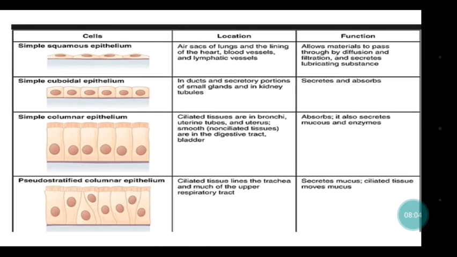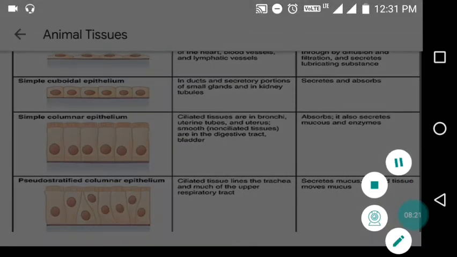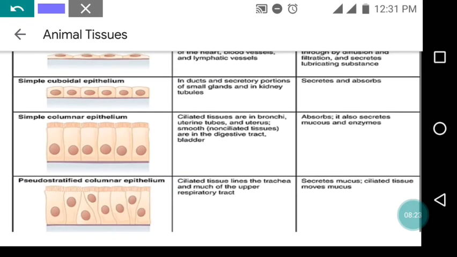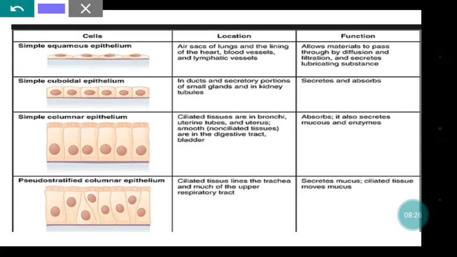Now here you can see all the types of epithelial cells, that is simple squamous epithelium and its location and function. Simple squamous epithelium are flat cells, like the tiles on the ground, you can see here. These are arranged like tiles. So this is the basement membrane, and here the cells are flat like this kind of structure.